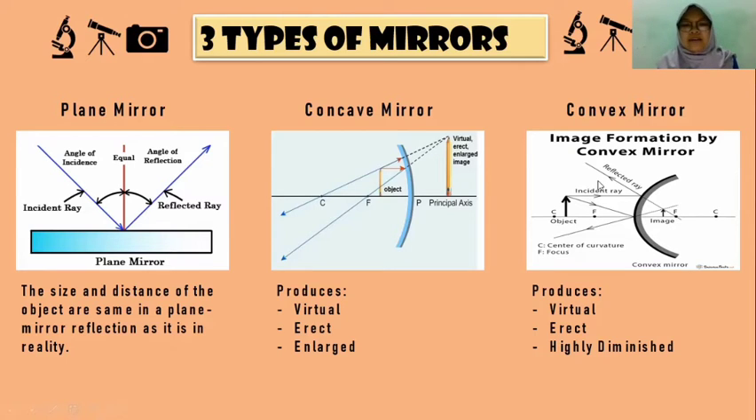And the convex mirror. The convex mirror does not have a flat reflective surface. Its reflective surface bends out or curves outwards like the outer surface of a bowl. It is thicker in the middle than at the edges, and it produces virtual, erect and highly diminished images.